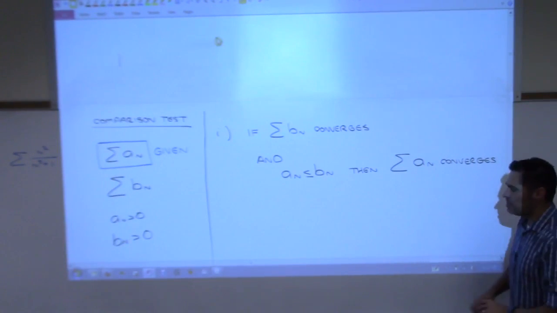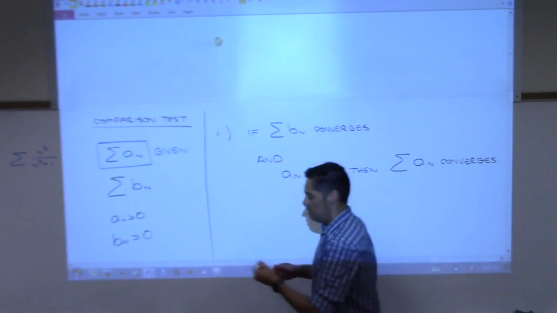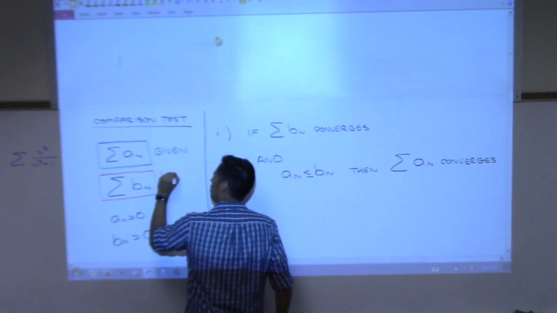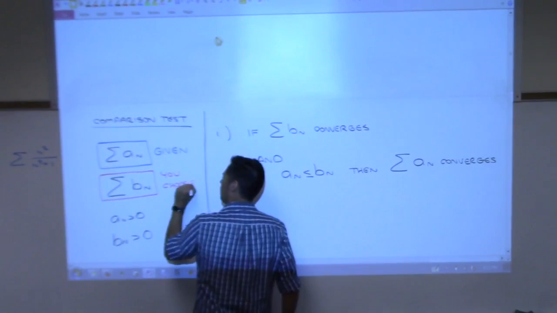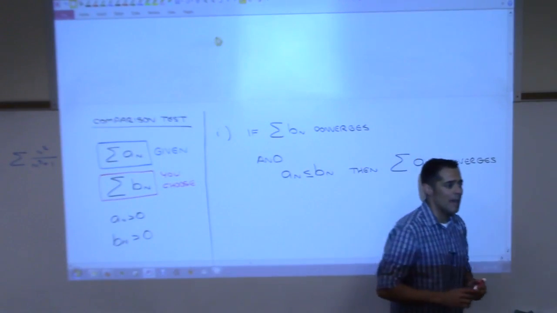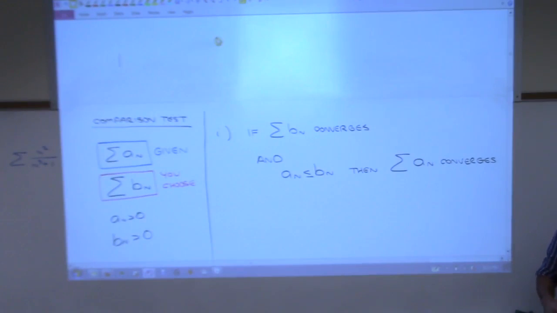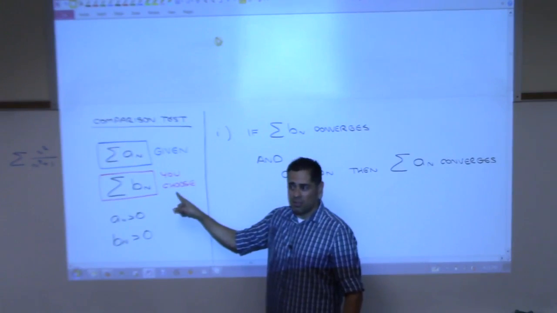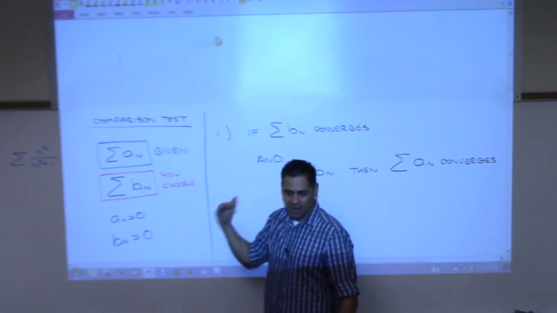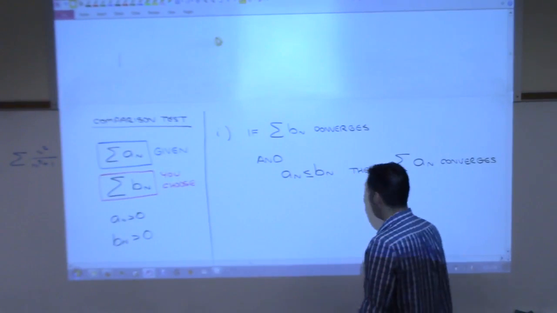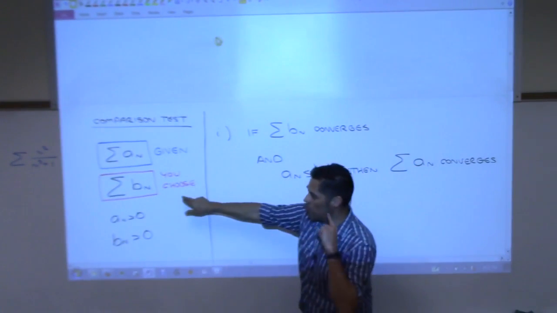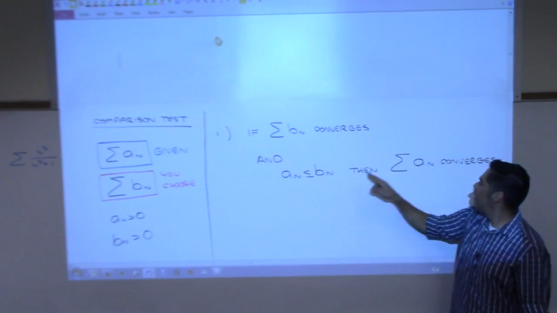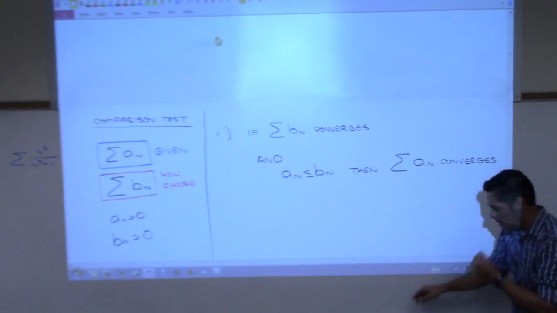To use the comparison test, what you have to do now is compare it to another series. This one. You choose. You get to choose what series you want to compare that one to. All right? It's up to you. But here's the thing. You need to know what this does. You need to know what the series you're comparing this to does. And then if the series that you choose converges and this inequality is true, then the A sub n, the blue one up over there, must converge.